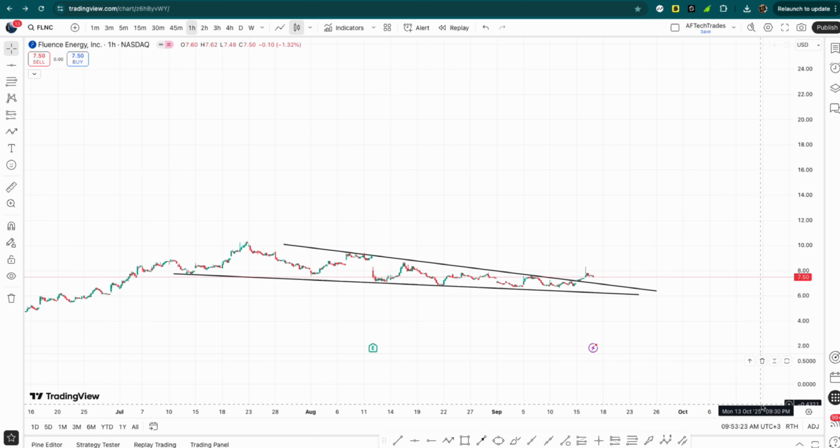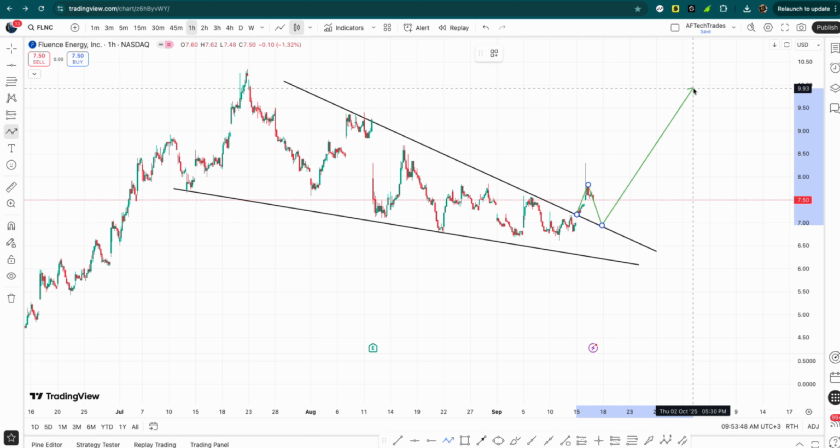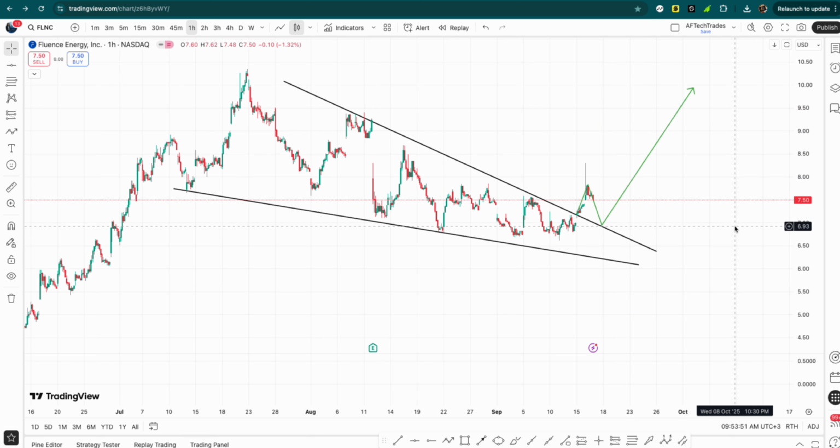So I observe there's a falling wedge here. You see? There's a falling wedge here. Now what happened in this scenario? We have a breakout. Right? So there is a possibility that this market wants to come and retest before it continues going up.